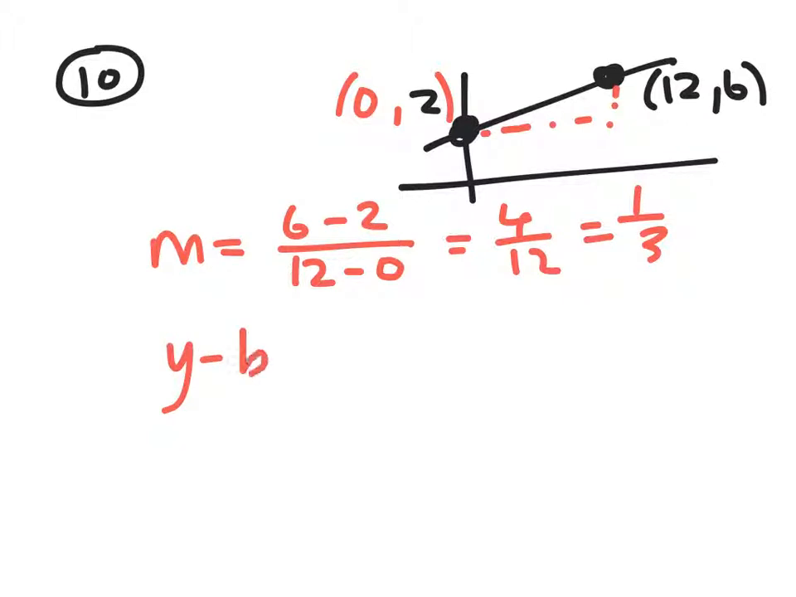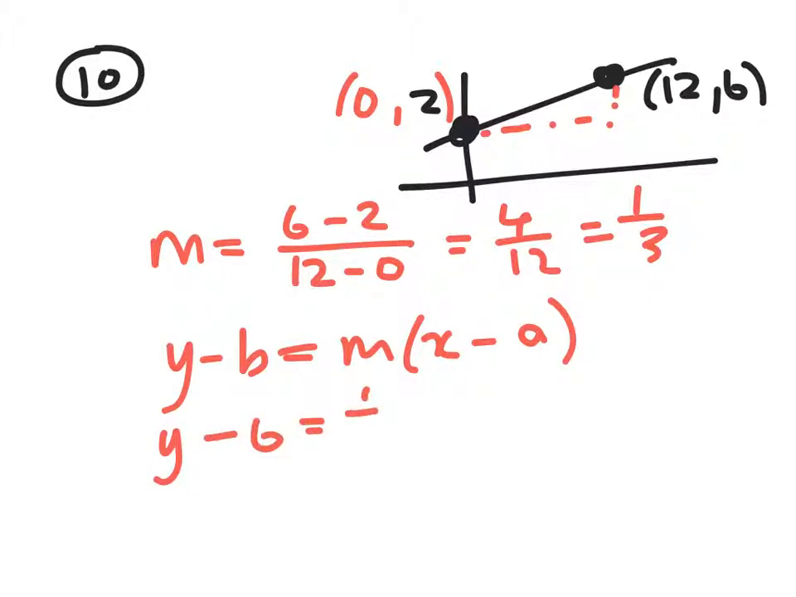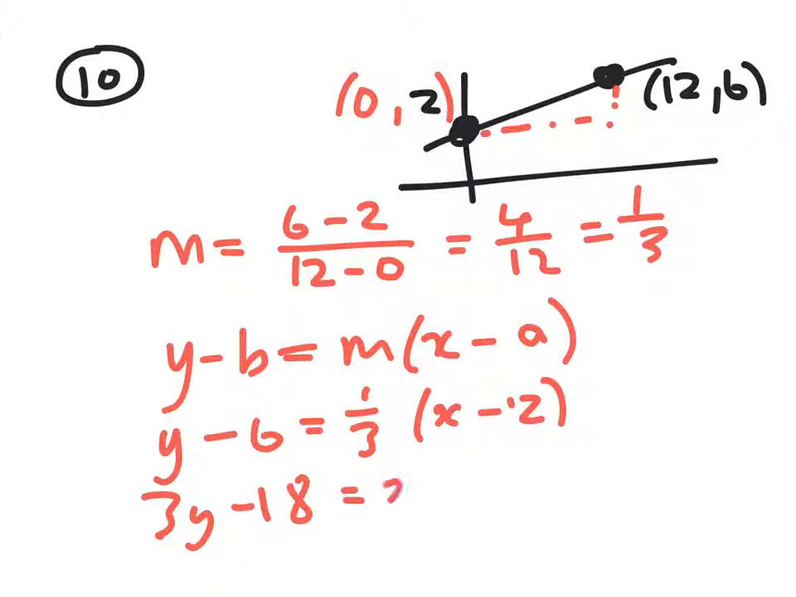You can either use y equals mx plus c, but most of you used y minus b equals m times x minus a. Any of the 2 points, doesn't matter which one you pick. I'll pick the second one. Y minus 6 equals 1/3 of x minus 12. Cross multiply, 3y minus 18 equals x minus 12. Tidy it up and you get 3y minus x equals 6.